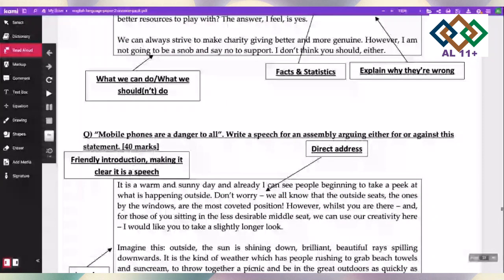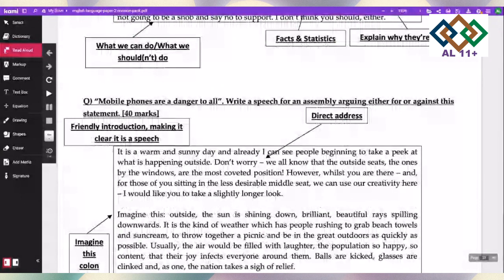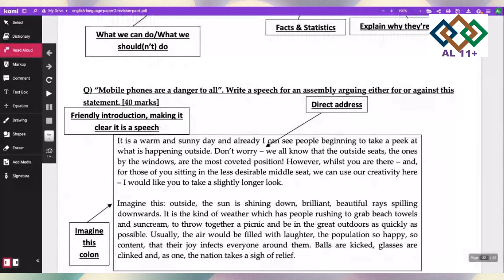And there's another example which I've seen, it's always there: mobile phones are a danger to all. Write a speech for assembly arguing either for or against this statement. So if you are given something like that, you stick to what they're asking you. You have to stick to a friendly introduction, making it clear it is a speech, with direct address. Imagine this column. So these are the things you could write about this one.